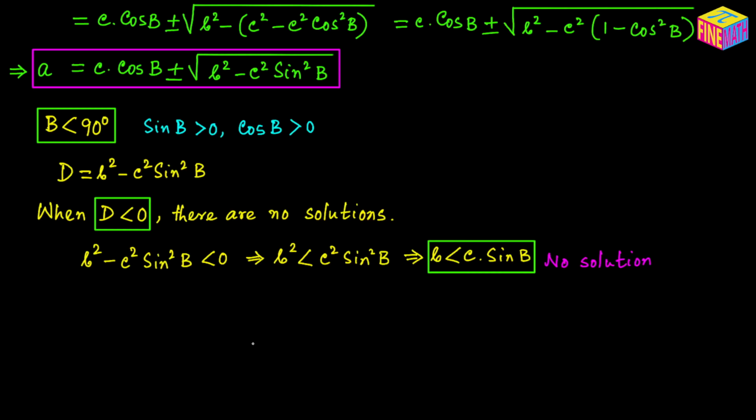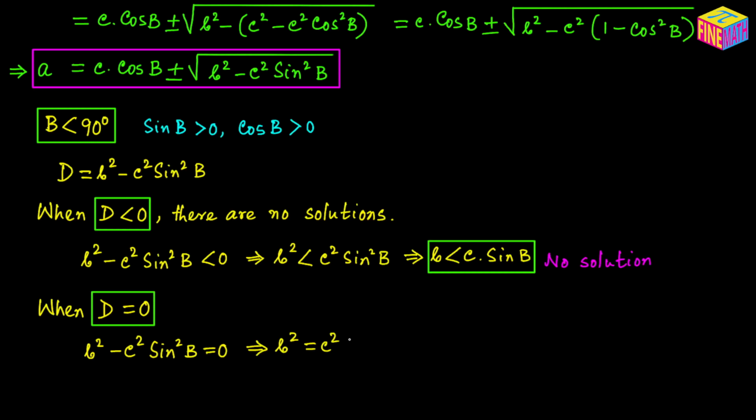Now let's consider the situation when the discriminant is equal to 0. When the discriminant is equal to 0, we can say that B squared minus C squared times sine squared of B is equal to 0. And from here, we can say that B squared is equal to C squared times sine squared of B. And if we take the square root on both sides, then we can say B is equal to C times sine of B, and in that case there is only one solution, because if the discriminant is 0, obviously A will have just one value, and that will be C times cosine of B, which is the quantity outside of the square root. Because the square root quantity becomes 0, there is only one value of A, and that is possible when B is equal to C times sine of B.